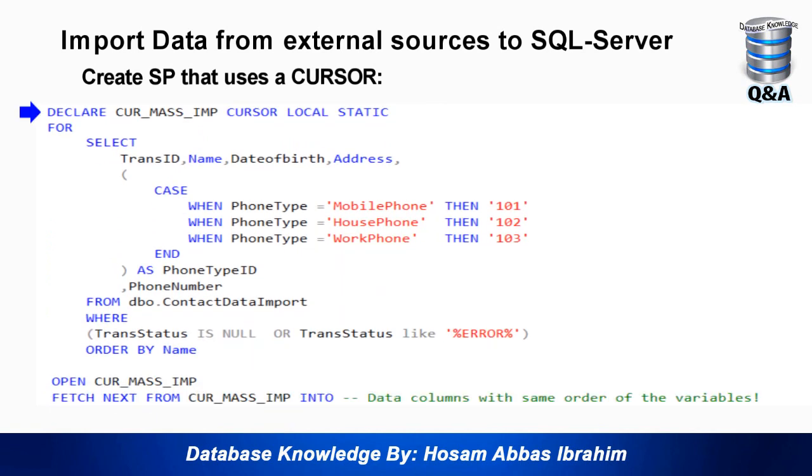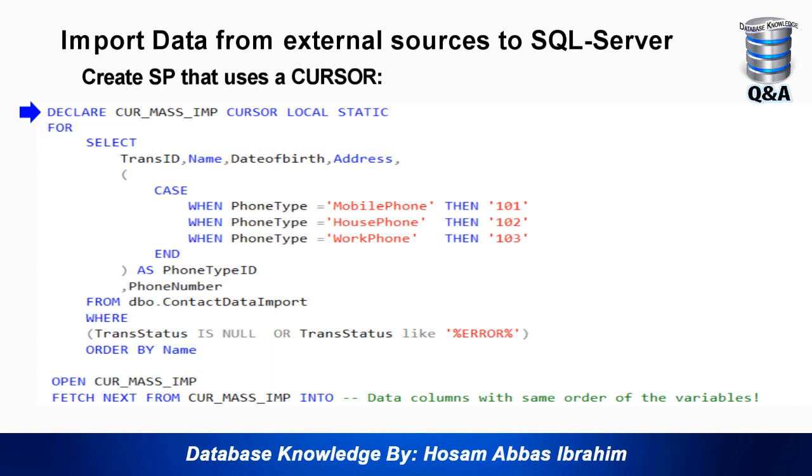Give it a name, for example, cursor_mass_import. Local static. Local means it's referenced to this batch only. If it is global, it can be referenced by any other batch or stored procedure executed by the connection. Static means the data fetched to the cursor will be static. The cursor reads it one time in the beginning and uses it all the way until we finish my process. If it is dynamic, every time it checks whether the data set changes or not.